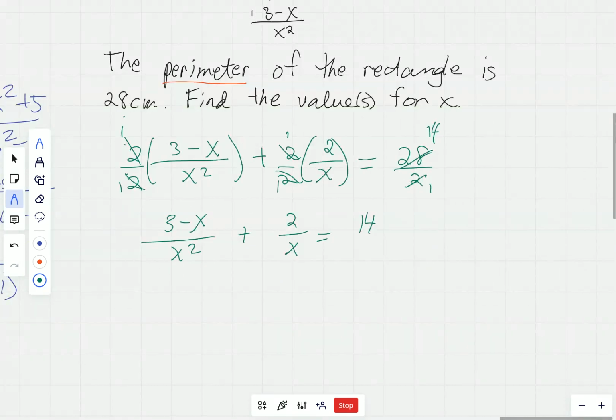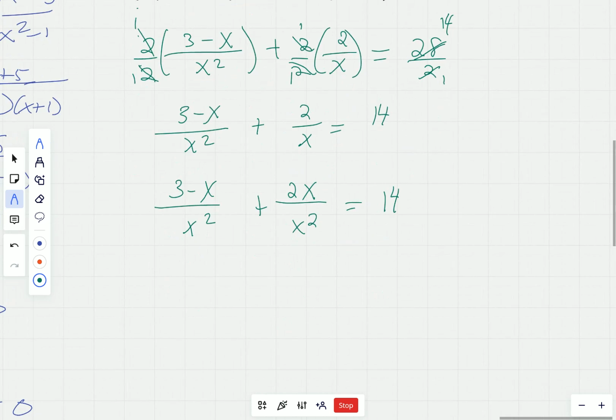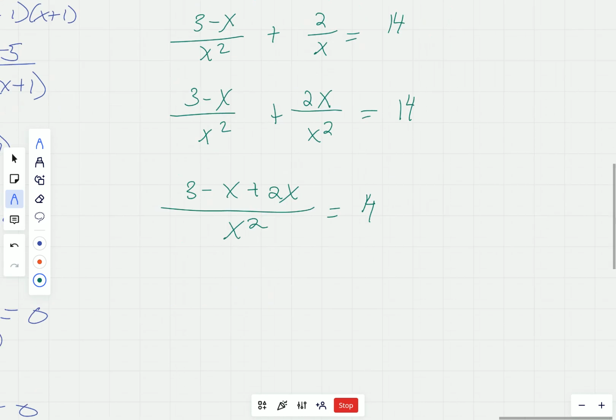Great. Now let's put everything on the left-hand side over a common denominator. The denominators are x squared and x, so for the second rational expression we need to multiply by x in the numerator and denominator. The right-hand side we can leave as is for now. Now we can add the numerators: 3 minus x plus 2x over x squared equals 14. Let's simplify the numerator on the left-hand side, so we have (3 plus x) over x squared equals 14.